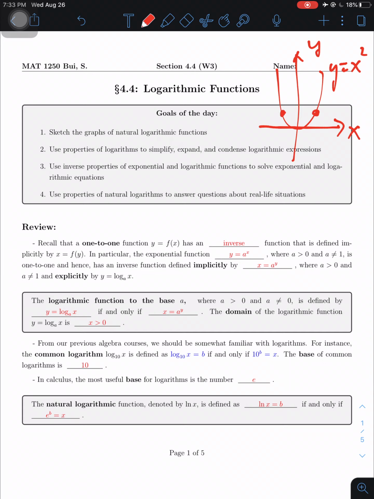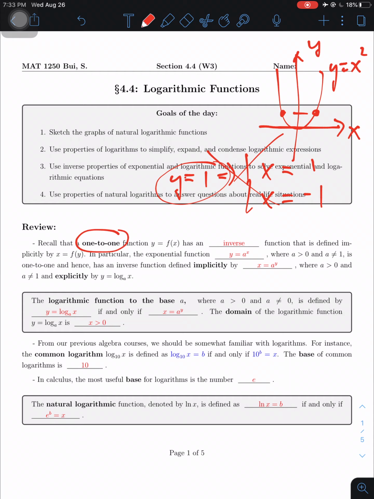Okay, so for one y value of 1, let me write it down. When y equals 1, you have two x's, right? You have x equal to 1, and you also have the case of x equal to negative 1, right? This is a big no-no for a one-to-one function. For one y value we can only get exactly one x value.